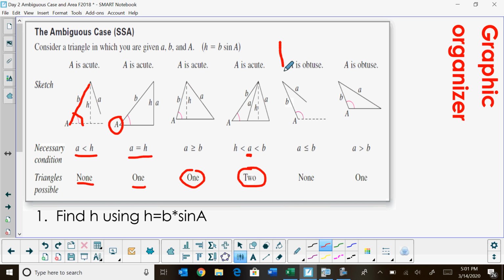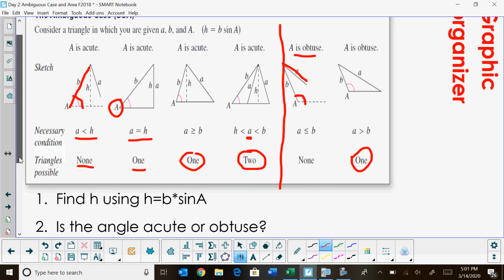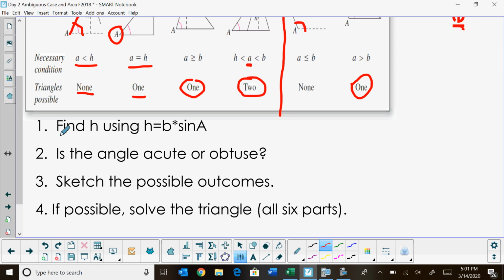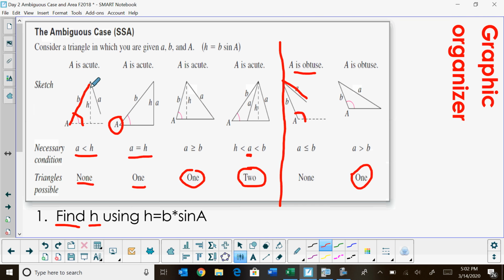Now, when you have obtuse triangles or obtuse angle A, it only really has two cases. Either a is not long enough, so it won't create a triangle, or a is longer than b, so it creates one triangle. I know I went through that real quickly. We're going to go very slowly through each case, but just so you can get the sense of where we're going with this. So what are we going to do to figure these out? Well, first you're going to find h, and h is our height, the height of the triangle.